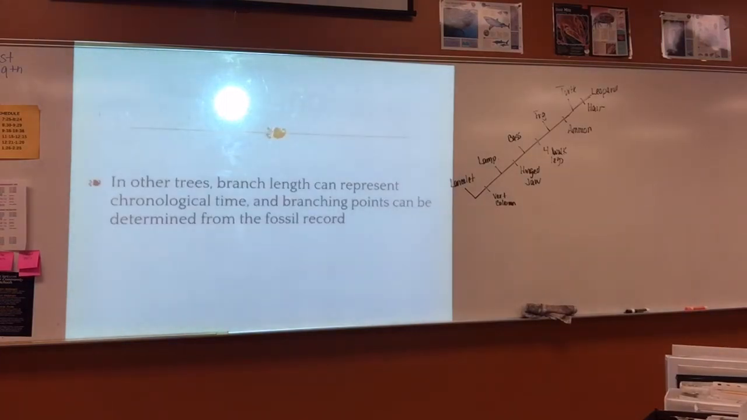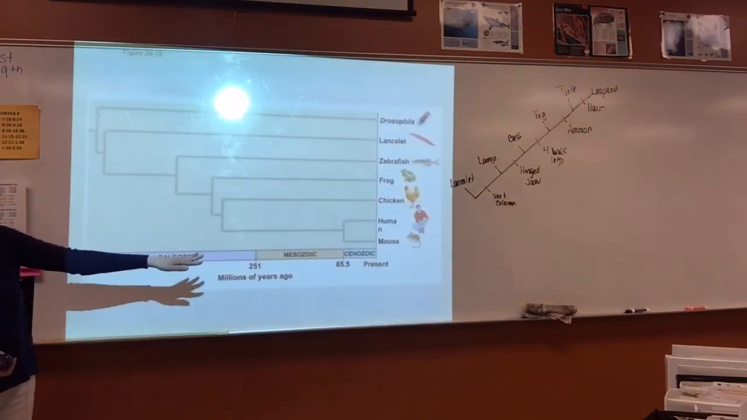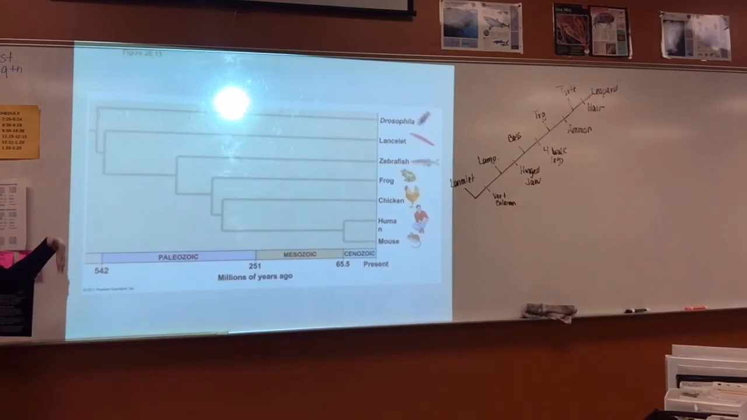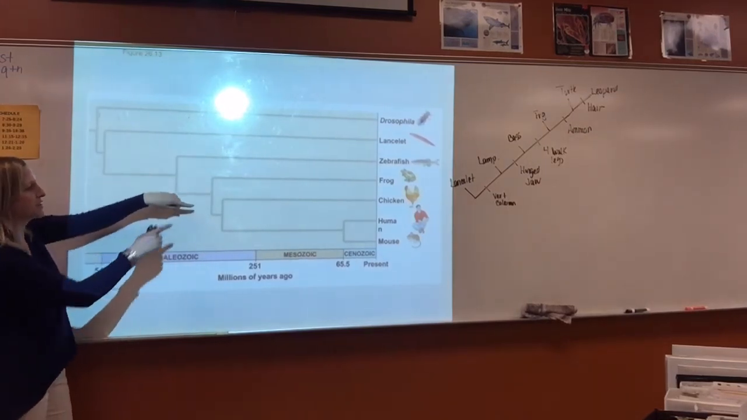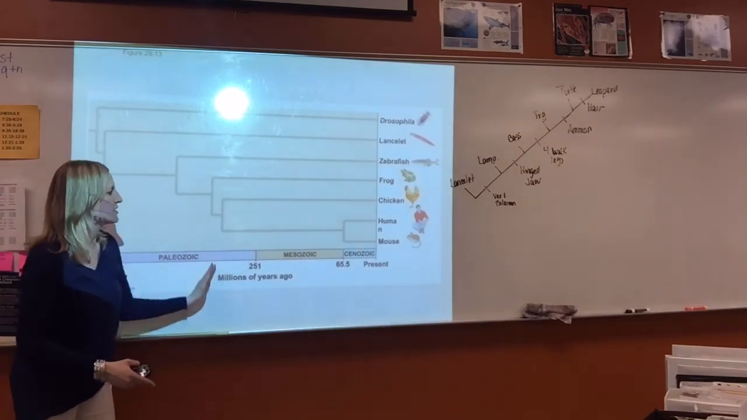Sometimes in trees, the branch length represents time, and they can make these kinds of trees from the fossil record. So branching points can be determined from the fossil record. So that's this tree here. Here's time, they're giving you a scale, and they have divergence based upon the fossil record of when things diverge, and they can scale it to a certain time.